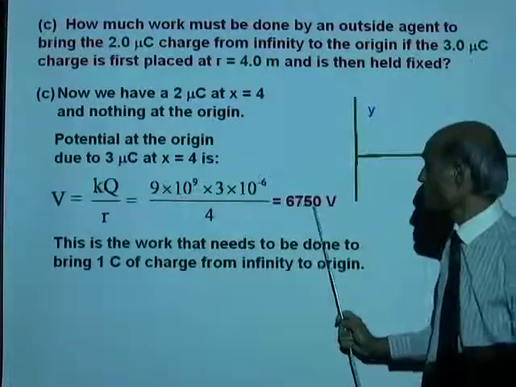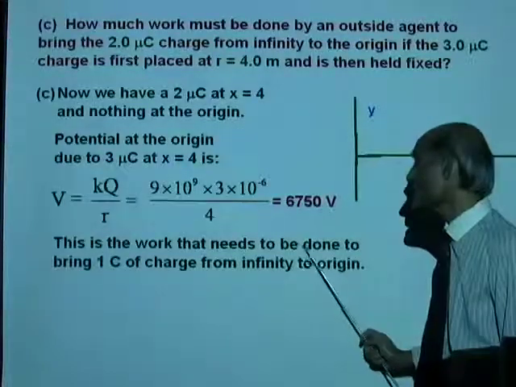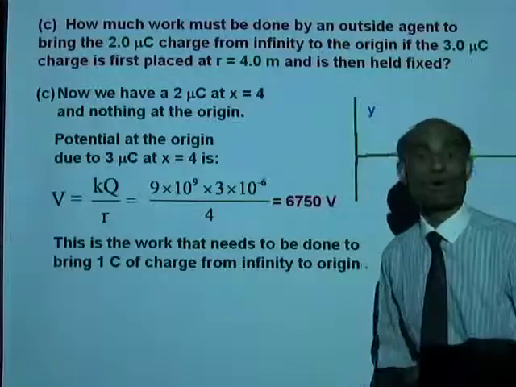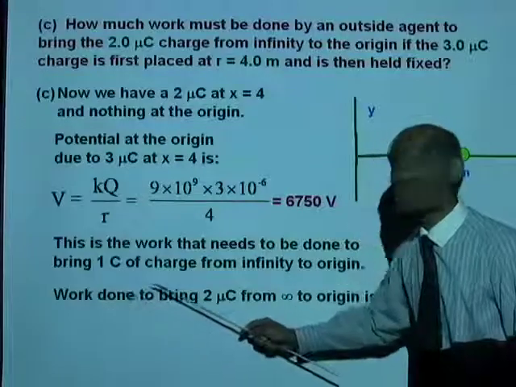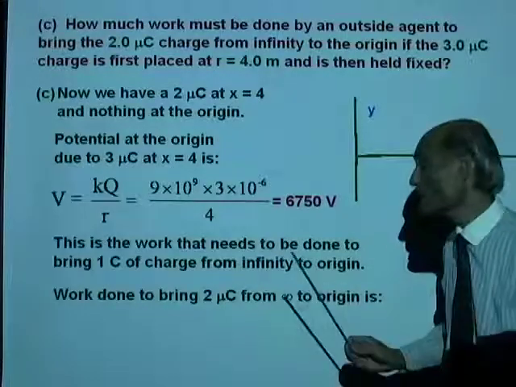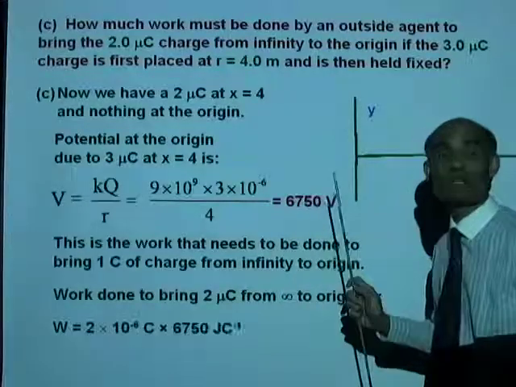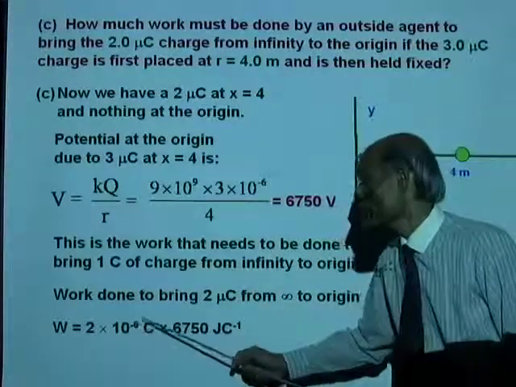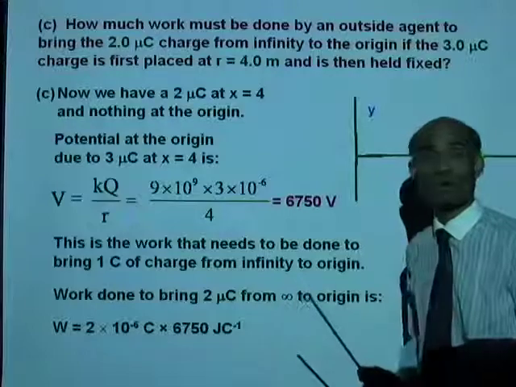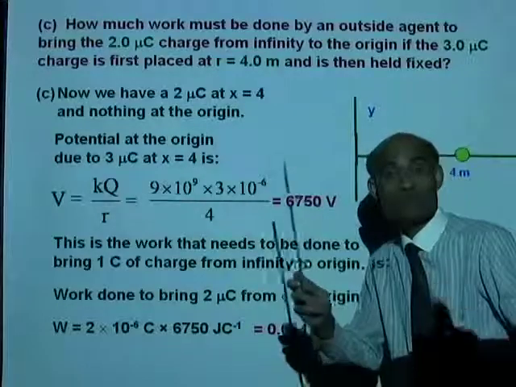Well, this 6,750 volt means joules per coulomb is the work that needs to be done to bring 1 coulomb of charge from infinity to origin. Therefore, work needed to bring 2 microcoulomb from infinity to origin will be the 2 microcoulomb multiplied by work done per unit charge. 2 times 10 to the negative 6 coulombs times 6,750 joules per coulomb, and that is 0.014 joules.